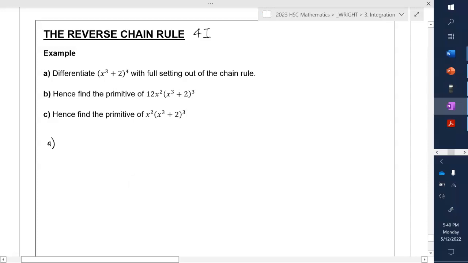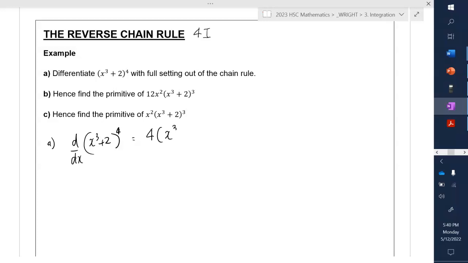So we're going to differentiate x to the power of 3 plus 2 or to the power of 4 with full setting out of the chain rule. So we're going to find d dx of x to the 3 plus 2 to the 4. Now, to remember how that happens, see if you can pause the video and see if you can differentiate it. But what we're going to do is get our power of 4 and bring it down the front. We've got x to the power of 3 plus 2. We're going to take one off that power, so it becomes a 3.